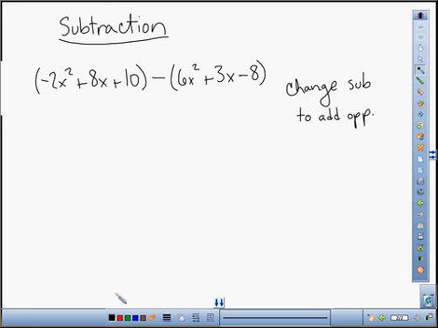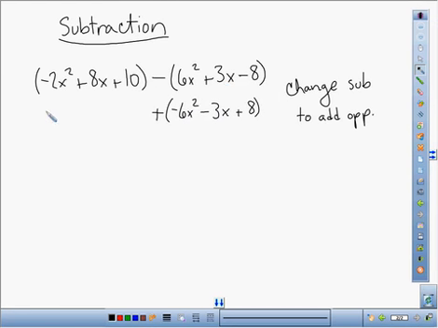So what I'm going to do very first, and this is really good if you're using the stacking method anyway, you're going to have to rewrite it anyway, so you might as well do it. But the idea is to change this to a plus sign and change the signs of everything in here. So minus this polynomial is the same thing as plus negative 6x squared minus 3x plus 8. So you can change the polynomial and do it with the gathering method.